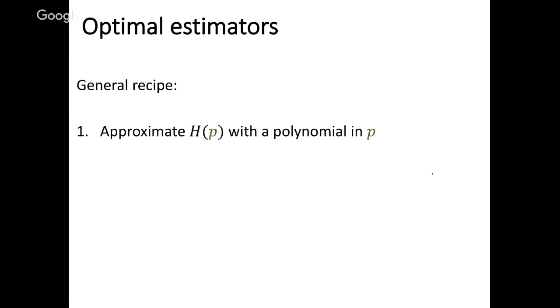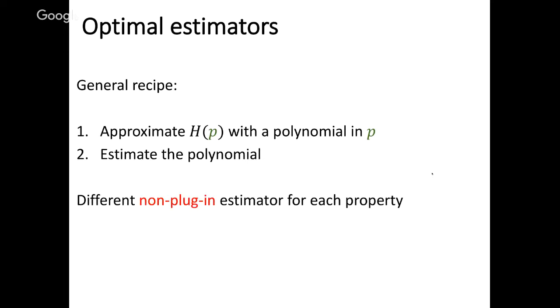A general recipe that these papers follow to obtain the optimal dependence on epsilon is to first approximate h of p, or any function that you are interested in, with some polynomial function in p. And then just try to estimate that polynomial. And this general recipe requires a different non-plug-in estimator for each property that you are interested in. Entropy will require something. If you want to estimate the support size, you'll require another estimator and so on. And they use sophisticated results from approximation theory that are beyond the reach of this talk.